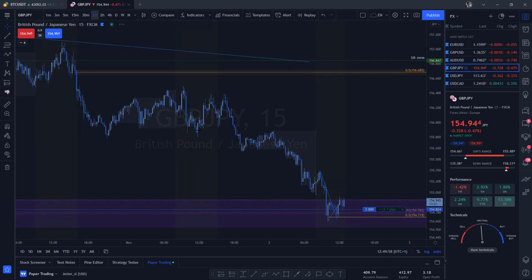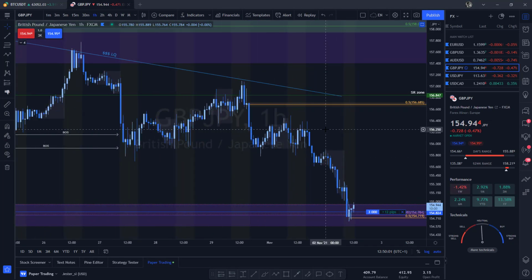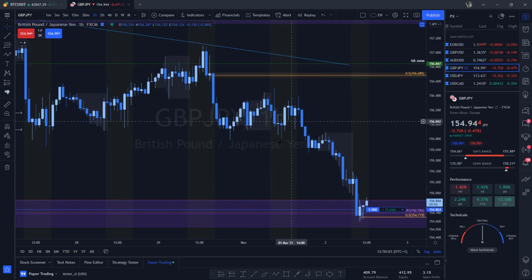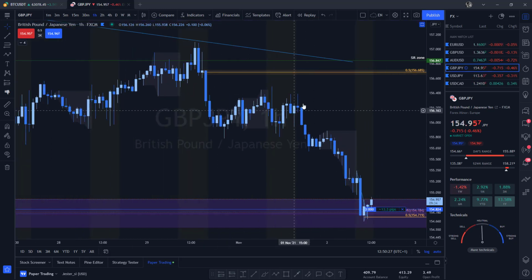Let's go to the 1 hour. So this was this zone here, and on this retrace I bought, and then the price didn't manage to make a sustained break, so the 1 hour candle closed above this high or this high, so the order flow was still bearish, and there was a nice short entry here.